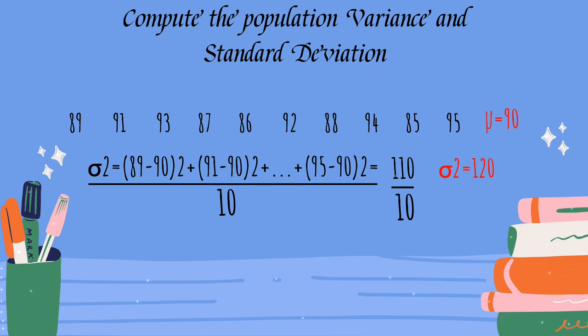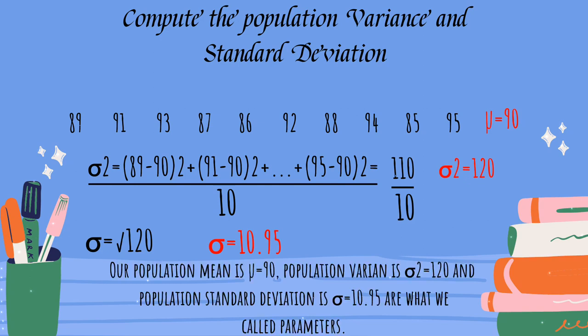Taking the population standard deviation is also just a matter of symbol. In the population variance, there is a square, and in the population standard deviation there is none. You just take the square root of the population variance, and that is the square root of 120, and the answer is 10.95. Our population mean is mu equals 90, population variance is equal to 120, and population standard deviation is equal to 10.95. They are what we call parameters.